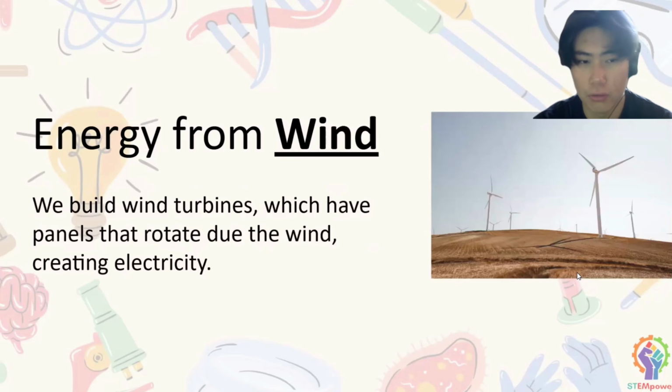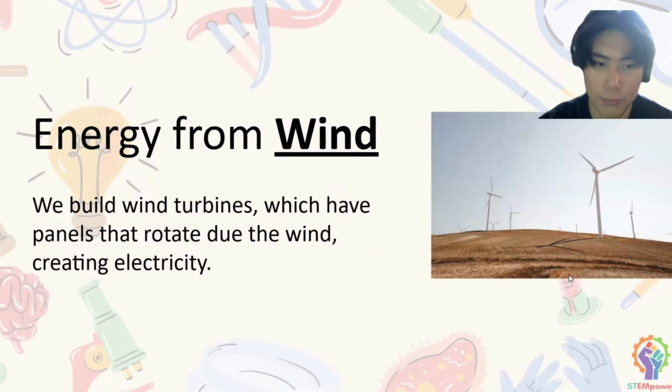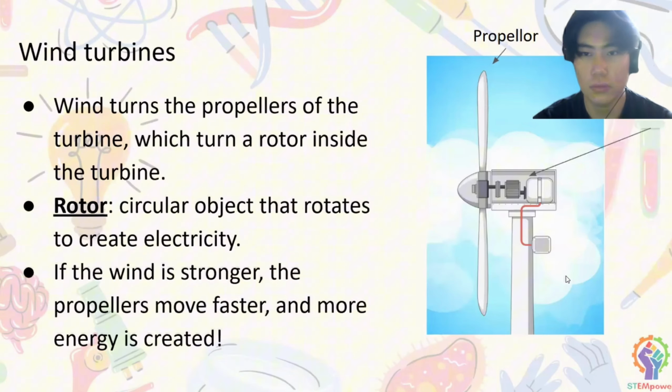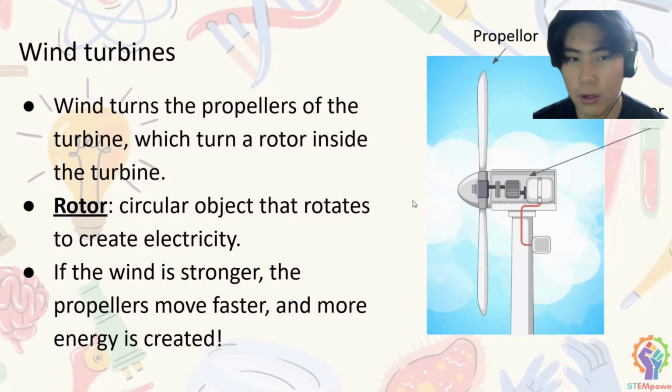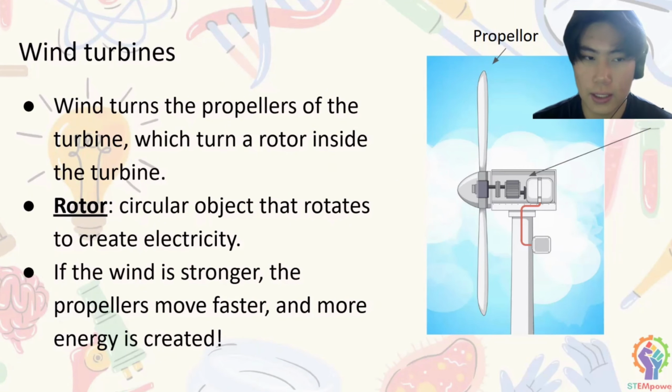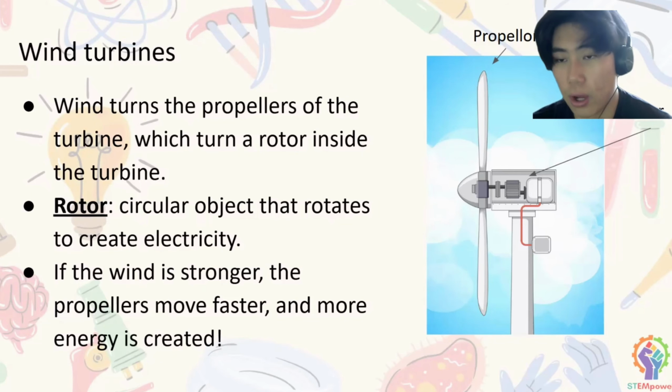Energy from the wind. We build wind turbines, which have panels that rotate due to the wind, creating electricity. So, here's basically how a wind turbine works. Wind turns the propellers of the turbine, which turn a rotor inside the turbine. The circular object that rotates to create electricity is the rotor. If the wind is stronger, the propeller moves faster and more energy is created.